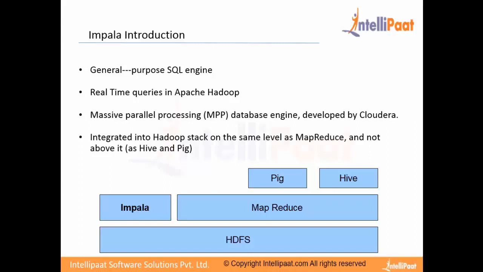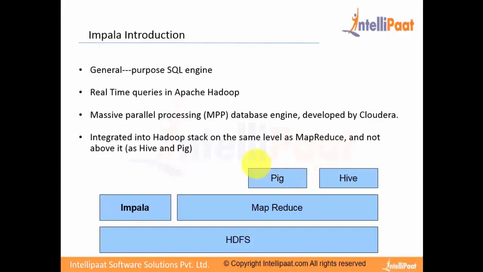It integrates into the Hadoop stack on the same level as MapReduce, and not a bit as Hive and Pig are. In the diagram, you can see that the bottommost layer is HDFS, the Hadoop distributed file system, and on top of it we have MapReduce, which makes the base for tools like Pig and Hive. Whenever we write any kind of query or script in Pig and Hive, it will be translated to map and reduce and will act upon the data stored on HDFS.